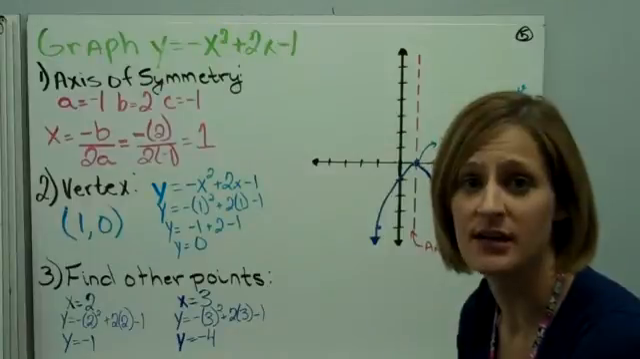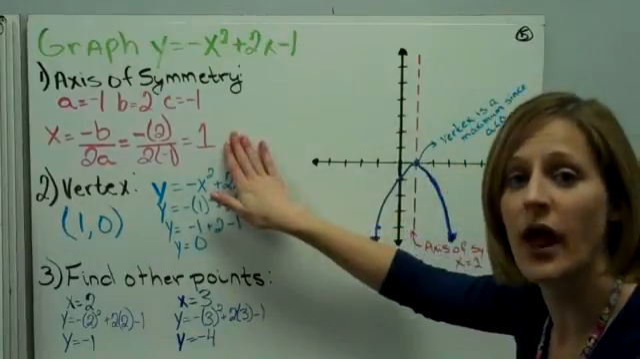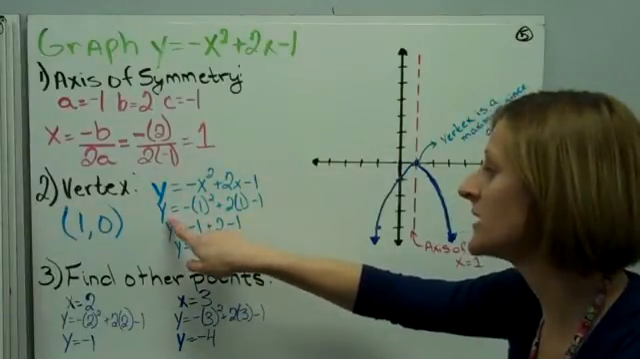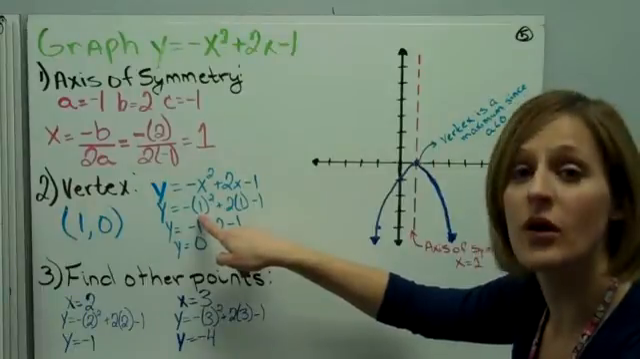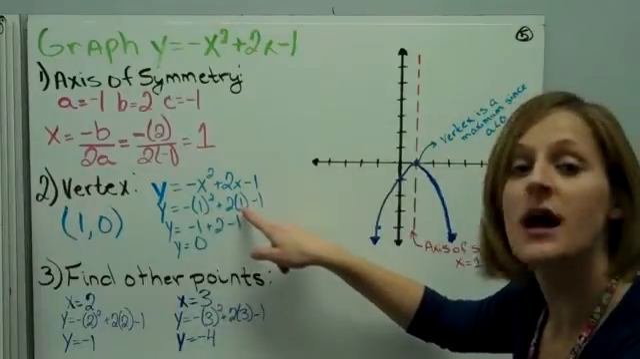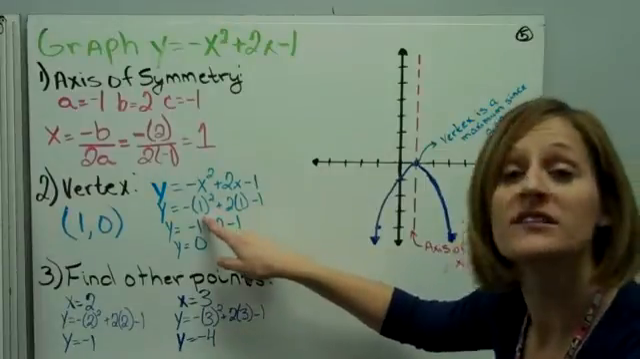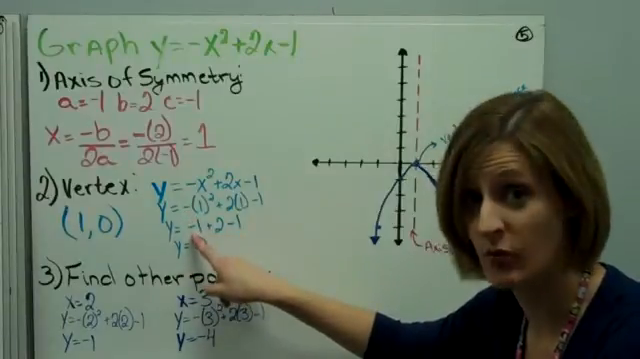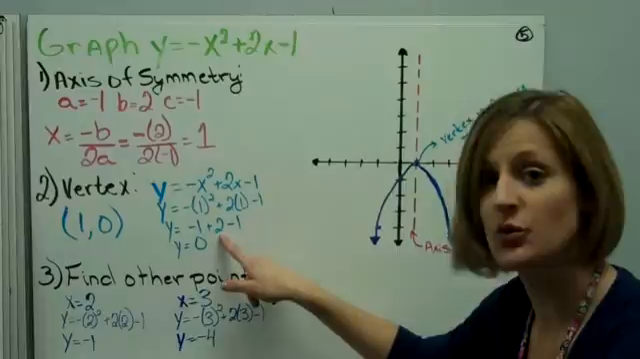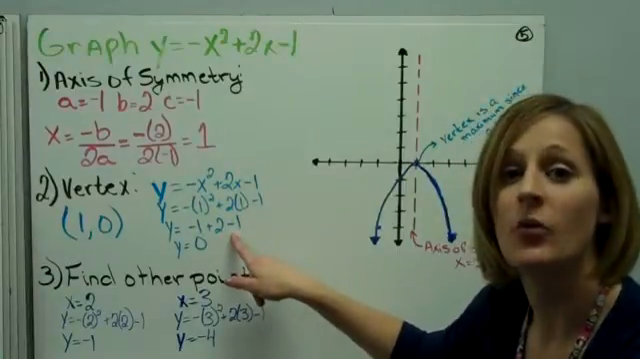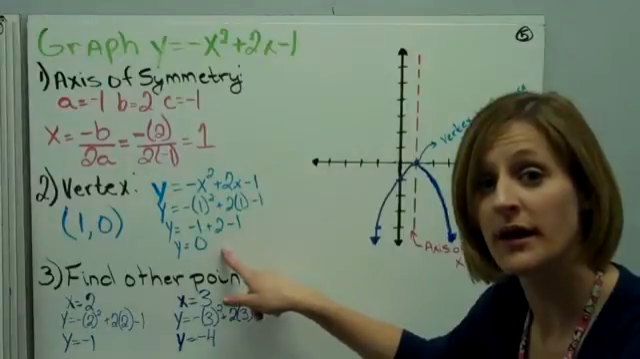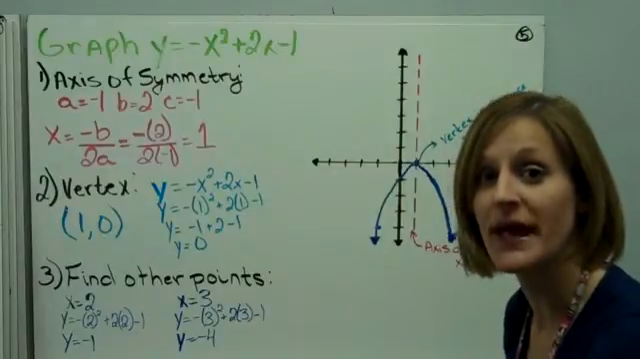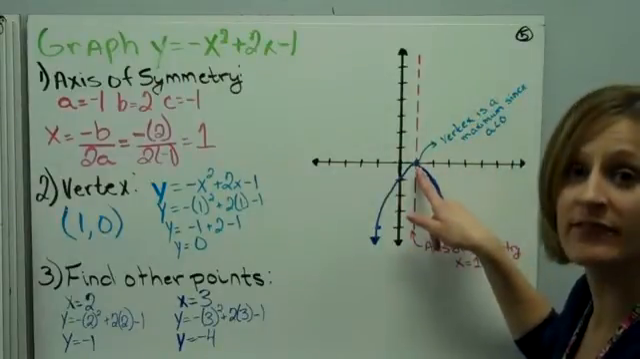Now, I've got to find my vertex. I take my axis of symmetry where x equals 1, and I plug it in for my x in my equation. So that would give me y equals the opposite of 1 squared plus 2 times 1 plus 1. Now 1 squared is 1. Then we've got to take the opposite of that, which makes it negative 1. 2 times 1 is 2, and then we have our plus 1. Now when you do negative 1 plus 2, I get 1. Then you add 1, and I get 2. So my vertex is going to be at 1, 2. And I have plotted that there.